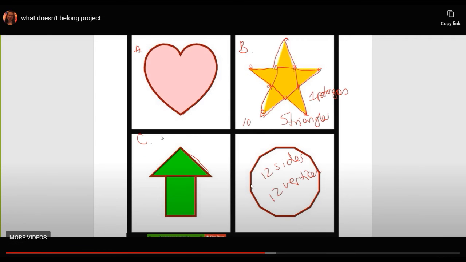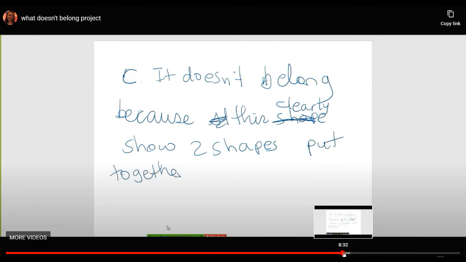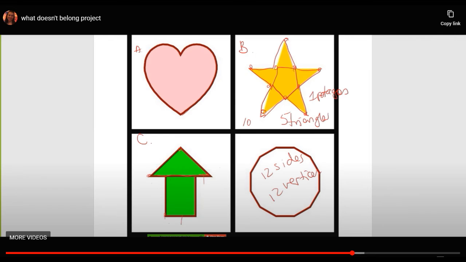Now let's look at C. Why does this shape not belong? This is the only shape that has 2 shapes with red line borders compared to the other 3 shapes here, right? And we see there's a triangle and a rectangle together. So you could write that down in your notebook for letter C. I made a lot of mistakes when I write, and then we correct that. And once you write that down, you write down how many vertices and sides there are.